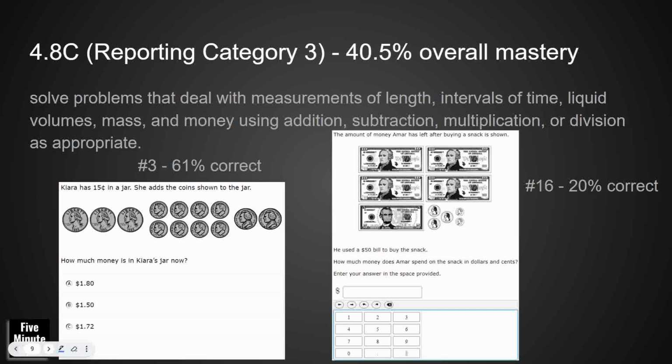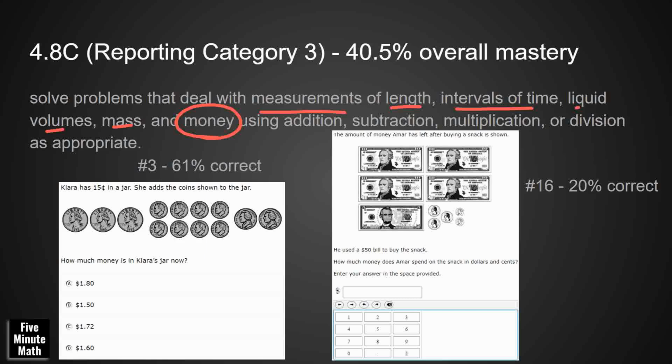Next, we're looking at 4.8c. This is in reporting category 3. We only had 40.5% of our students get this correct. Solving problems, but look, we've got measurements of length, intervals of time, liquid volumes, mass, but look what both of these happen to be. Both of these happen to be money, but this standard could be anything, really.